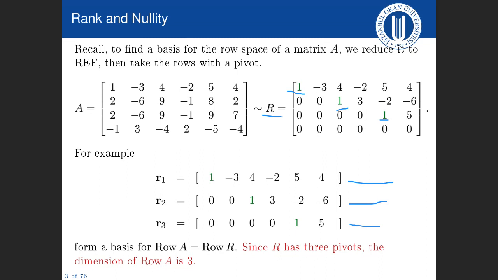This gives us a basis for the row space of R, but because row space is not changed by the elementary row operations, that's also a basis for the row space of A. Because this basis has 3 elements, and it has 3 elements because R has 3 pivots, that means that the dimension of the row space of A is 3. The dimension of the row space of A is the same as the number of pivots in R.